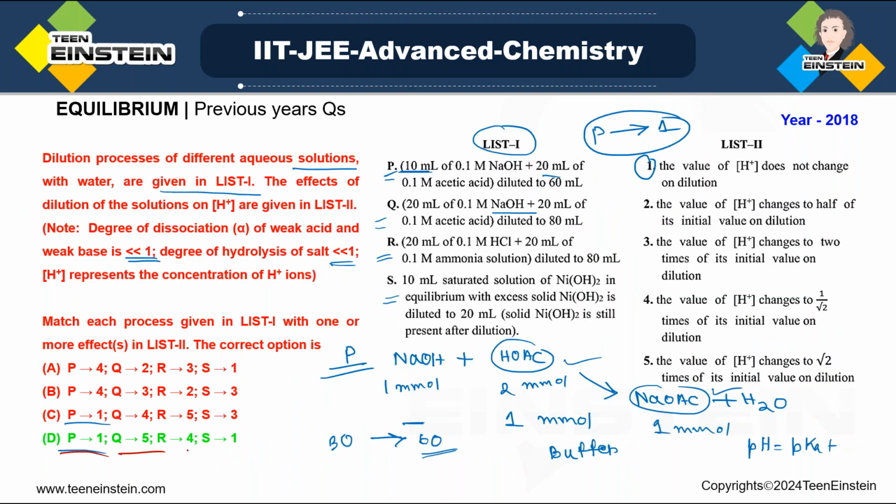So P is 1, Q is 5, R is 4, S is also 1. This is the correct option.